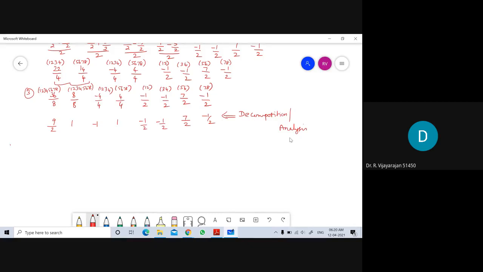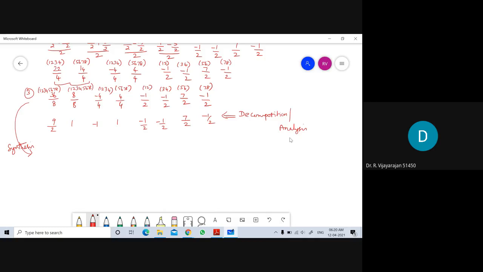For synthesis, do the reverse process. We can take from here. Take the values having similar indices: 36 by 8, 8 by 8. You go for the summation of values and the difference between values. That is the reconstruction process.